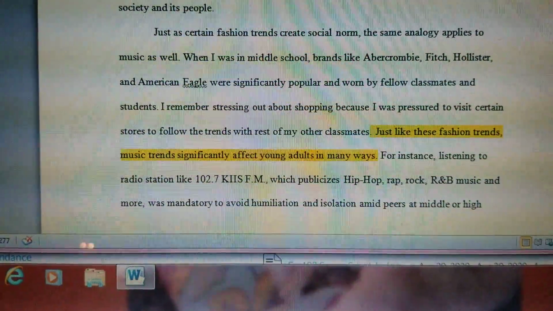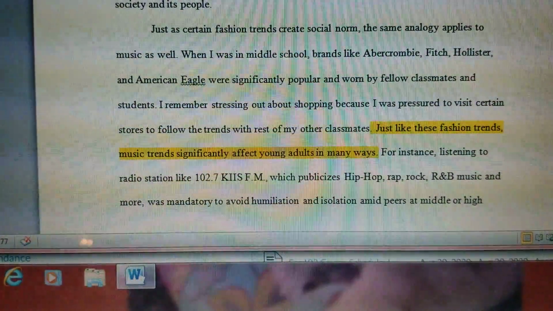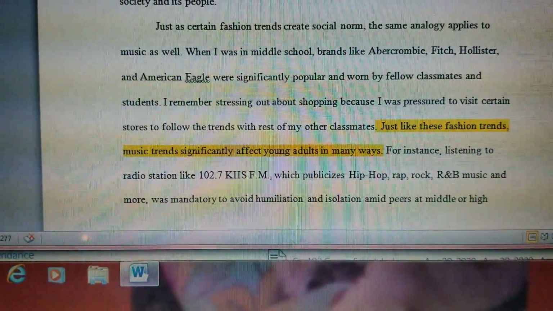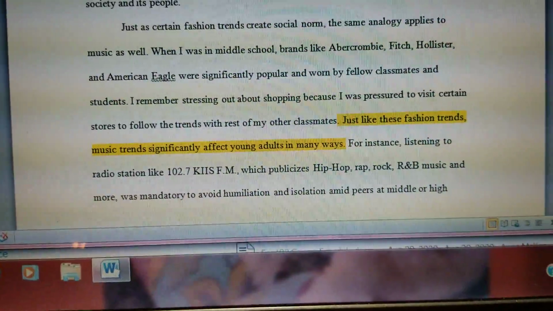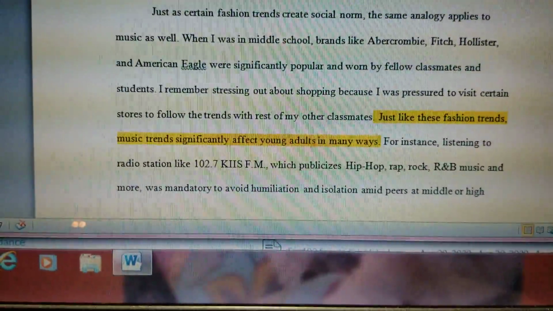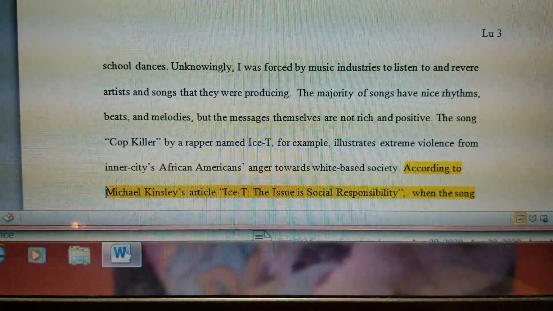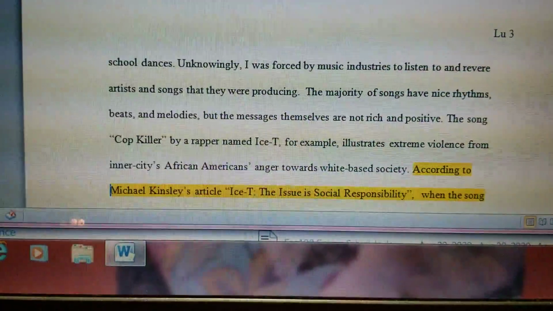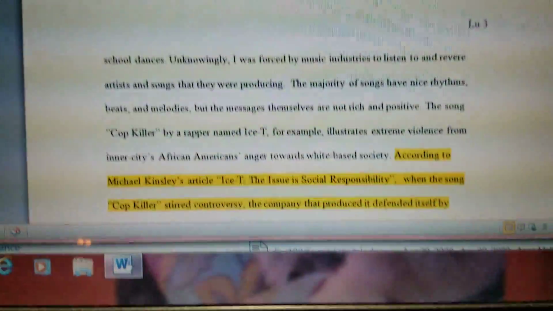First of all, in this paragraph, she talks about a comparison, what she talks about as far as conformity in society. She brings up how when she was in middle school, certain brands and music were significantly popular. She said these fashion trends, music trends, significantly affect young adults in many ways. She goes on to explain that unknowingly I was forced by the music industry to listen to or revere artists and songs that they were producing. But she said the messages weren't necessarily rich and positive. Now she brings up a good example.